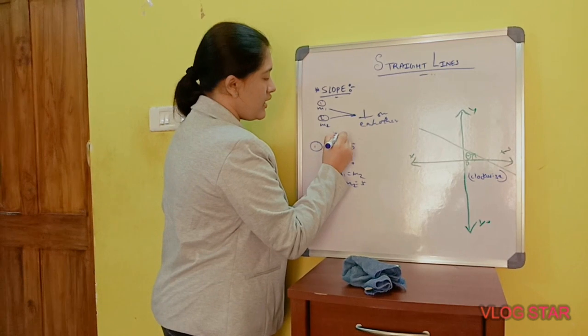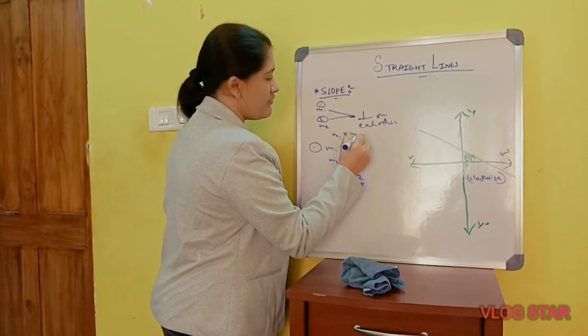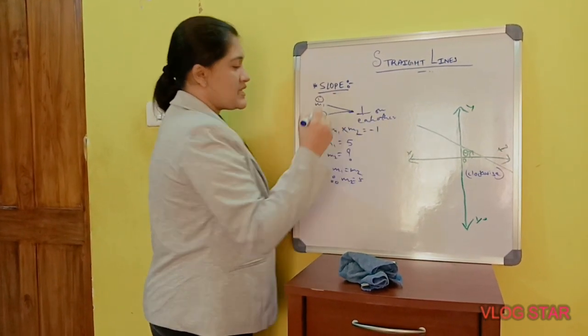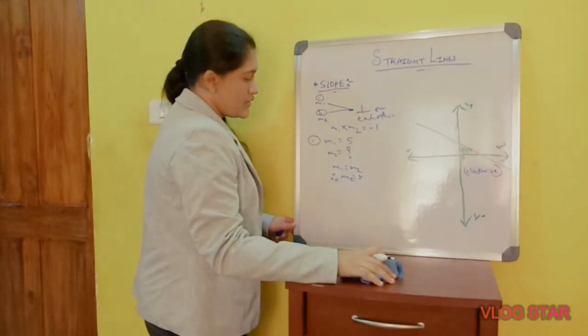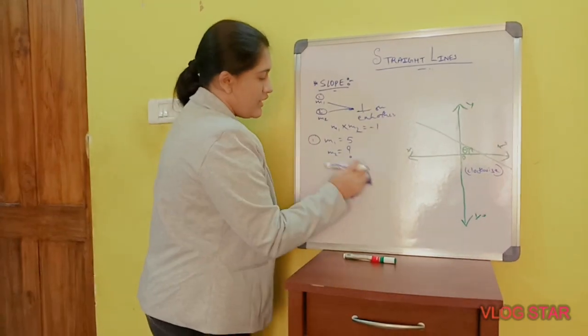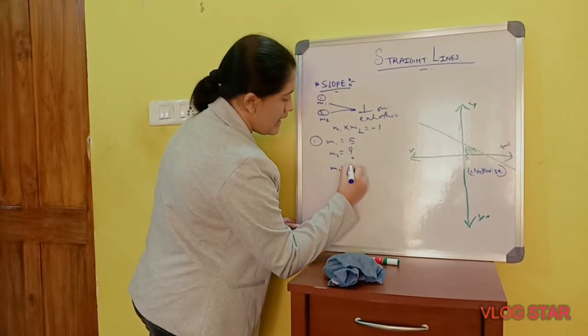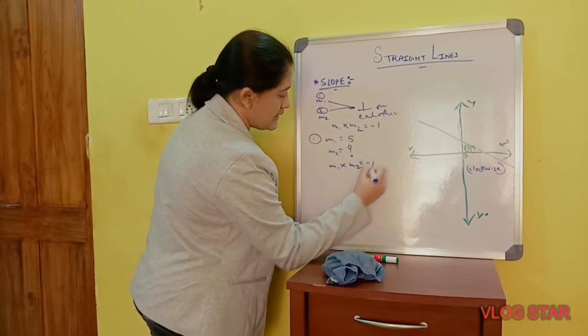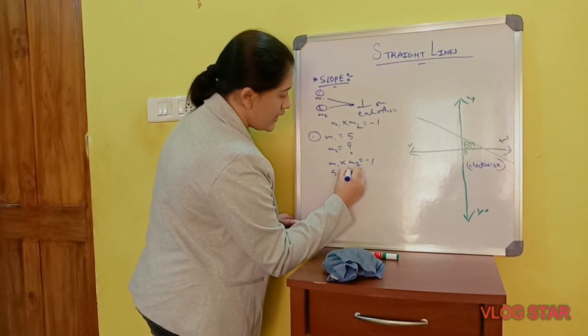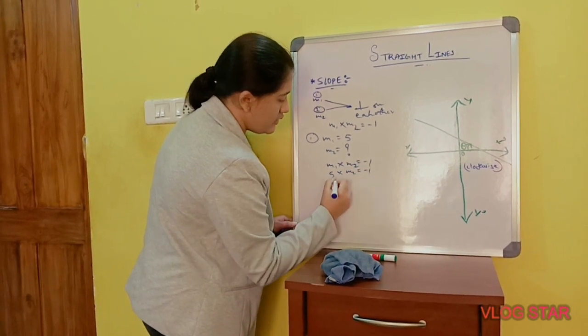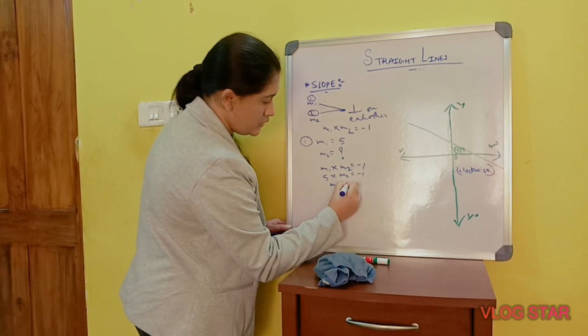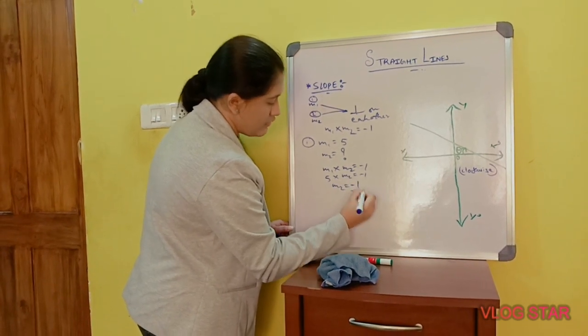So, m1 into m2, the formula changes. m1 into m2 is equal to -1. The equation will get changed. So, now the same question let us consider. If m1 is 5, find m2. So, we have to put the formula m1 into m2 is equal to -1. So, 5 into m2 is equal to -1. m2 is equal to -1 by 5.